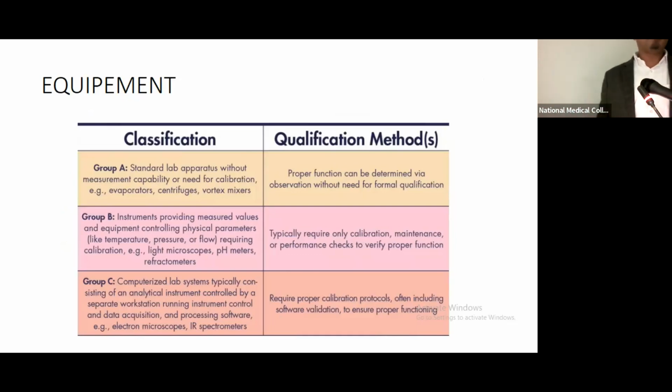But group B, such as a thermometer, blood pressure monitoring system or even microscopes, should be periodically checked for calibration and verified that it is functioning properly. And group C involves anything which is quantitative, involving software, like analyzers. That should be properly calibrated and routinely maintained, as per the annexures I showed in the previous slide.